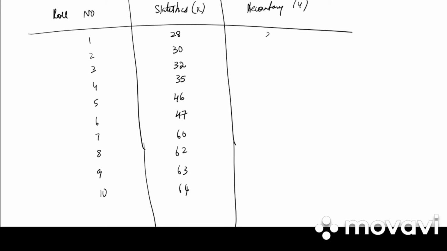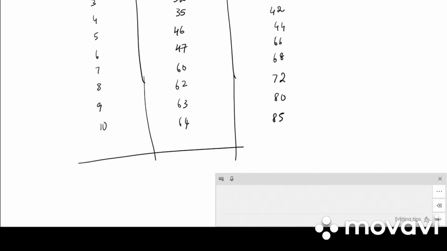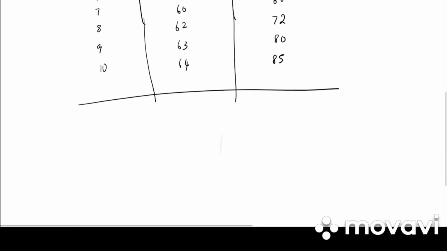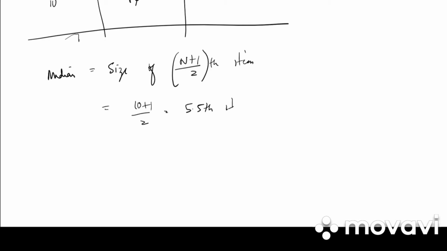Then we have accountancy, again arrange it in ascending order: 26, 33, 35, 42, 44, 66, 68, 72, 80 and 85. Next, what is the formula for median? Median is equal to size of (n plus 1) divided by 2 item, that is 10 plus 1 divided by 2, 5.5 item.